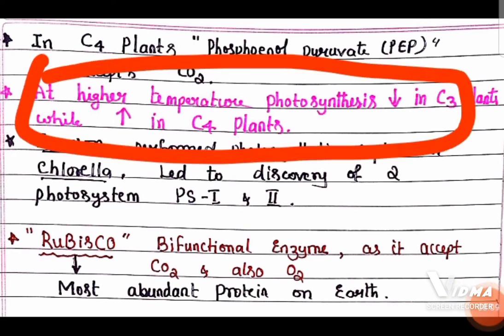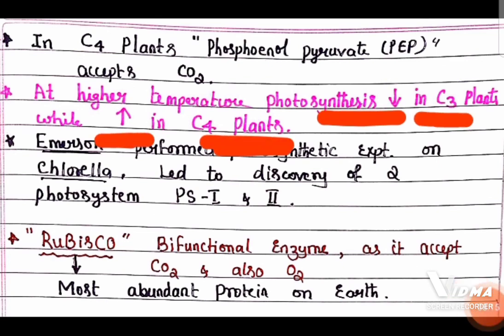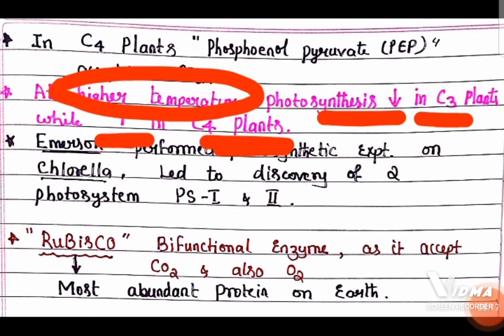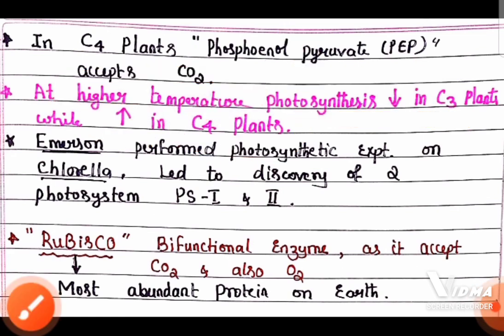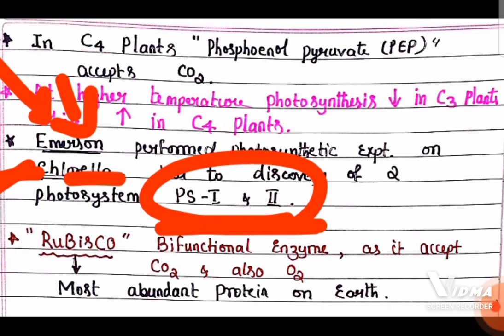And this is a very, very important point. Remember, at higher temperature, photosynthesis decreases in C3 plants and increases in C4 plants. So, wherever high temperature is related to photosynthesis, choose C4 plants. At higher temperature, photosynthesis is greater in C4 plants. And remember, Emerson performed an experiment on chlorella. Emerson performed a photosynthetic experiment on chlorella and he discovered 2 photosystems, that is photosystem 1 and photosystem 2. Who discovered? Emerson, while working on chlorella.